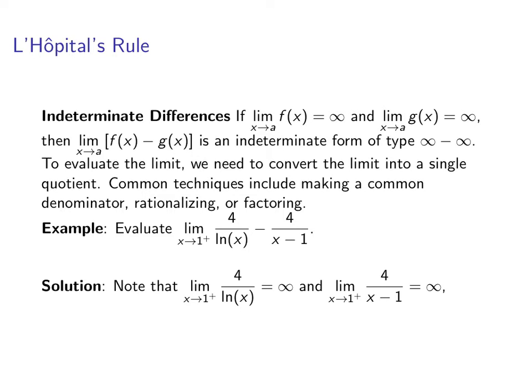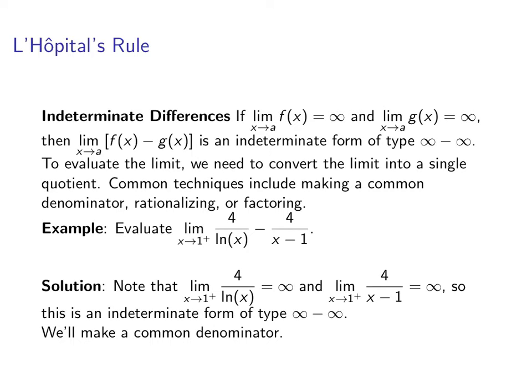Now we should note that the limit of 4 over log x is infinity. That's because as x approaches 1 from the positive side, the log x is getting close to 0. And the same thing with 4 over x minus 1. As x gets close to 1, x minus 1 is getting close to 0. So both of those things are getting close to infinity, but when we think about the limit of the difference, we don't know which one's getting big faster, so it's an indeterminate form. This is an indeterminate form of type infinity minus infinity.